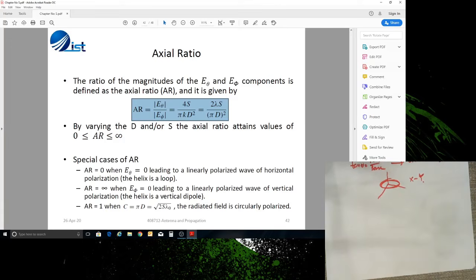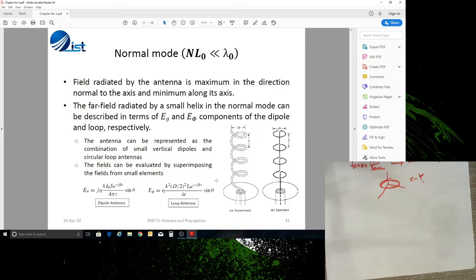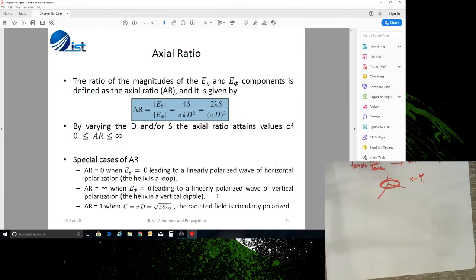और अगर आपके पास E phi कंपोनेंट जो है वो 0 हो जाता है, it will lead to a linearly polarized wave of vertical polarization, क्योंकि अब इस केस में जो लूप्स हैं now they will not exist, only these vertical elements of the dipole antenna will exist. तो आपके पास वर्टिकल पोलराइजेशन जो है वो जनरेट होगी.